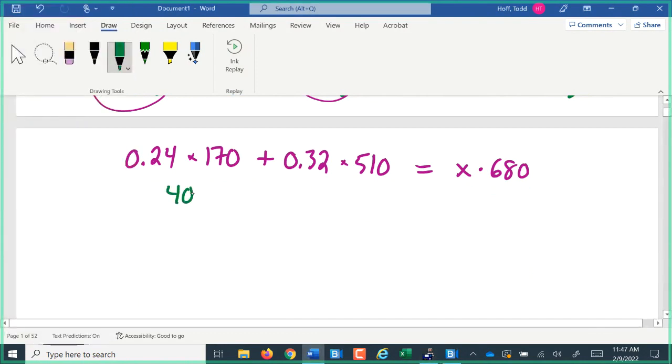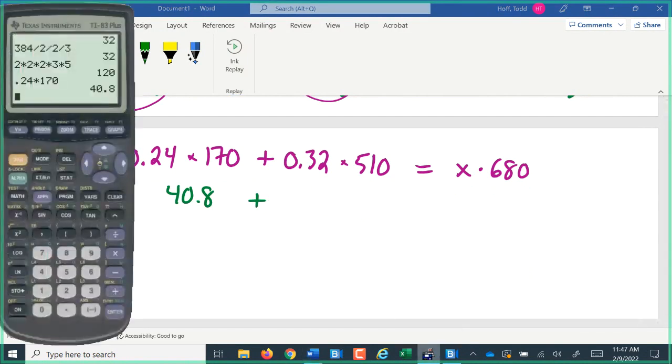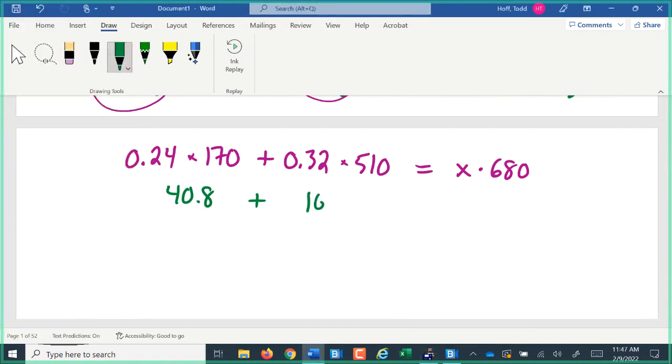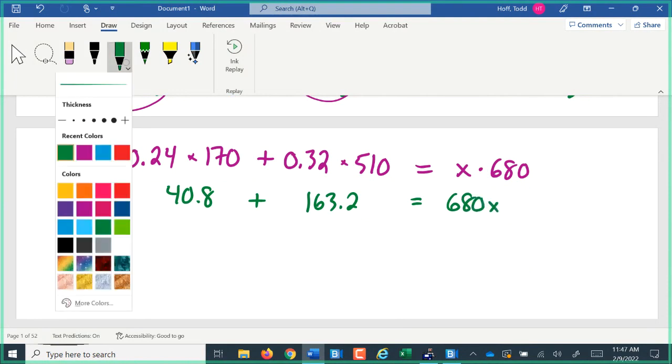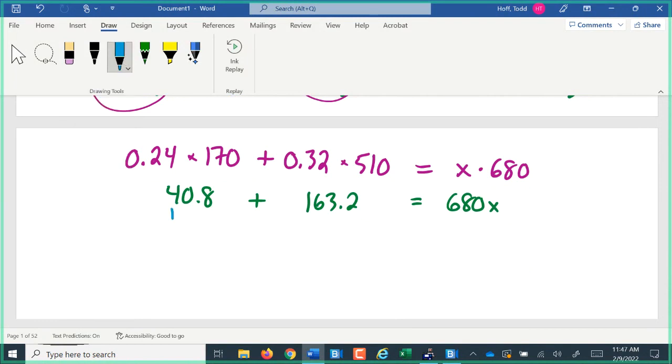0.8 milligrams of solute in that first solution. 0.32 times 510 is 163.2 milligrams in that second solution. On the right side, X times 680, I'm just going to write that as 680X because that's the way we're used to seeing that. Back on the left side here, we need to add these.